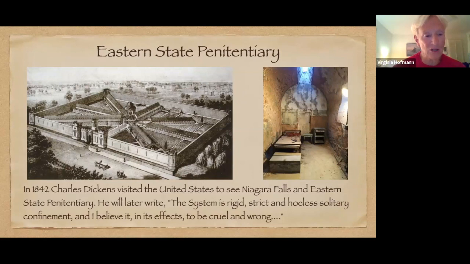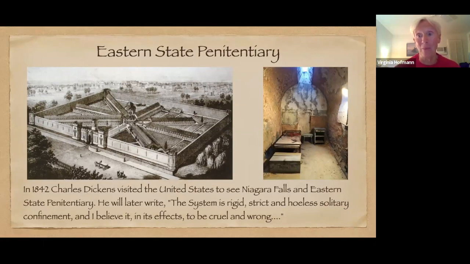Yes. So I mentioned earlier about Eastern State Penitentiary and its influence on Dickens. When he was in America, he visited Eastern State right in Philadelphia. And as you can see from his quote here, he said, "The system is rigid, strict, and hopeless solitary confinement. And I believe its effects to be cruel and wrong." He also continued to write, "He is a man buried alive, to be dug out in the slow round of years." Doesn't that sound familiar?